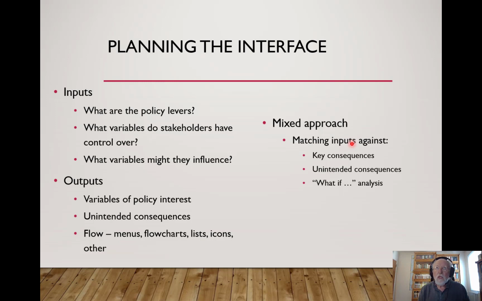Which variables show the key consequences, the unintended consequences? Should I provide variables to allow my user to do what if, even if those things are not operationally feasible? And by that I mean, can they move a slider, for instance, that would change a value, but that's not possible either politically, financially, or operationally. But you still might want to include what if. So building an interface is not trivial.